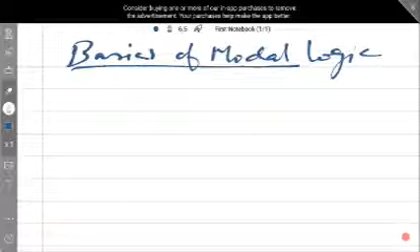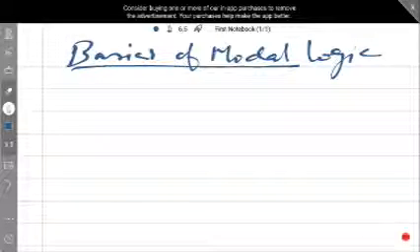Hi, in this video I'm just trying to give a very basic idea of modal logic. What are the fundamentals, and all these would be related to the system K. I won't be entering any new system, so at the end of the video you should be able to solve some of the basic problems using the truth tree method.